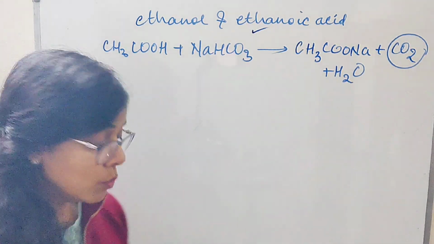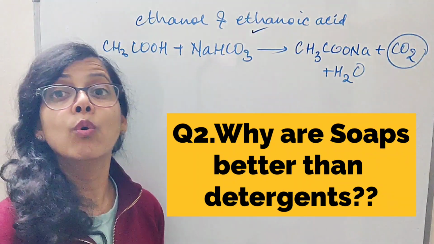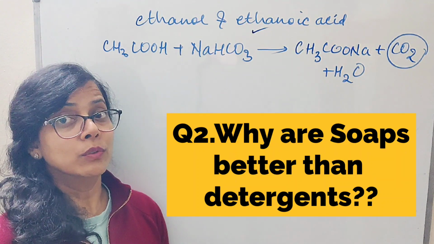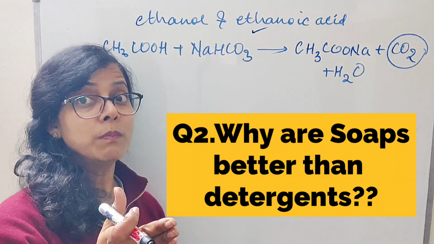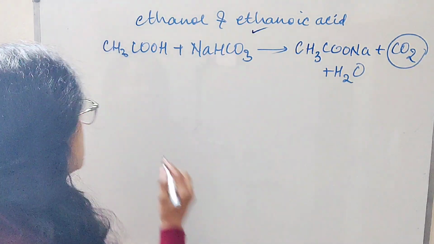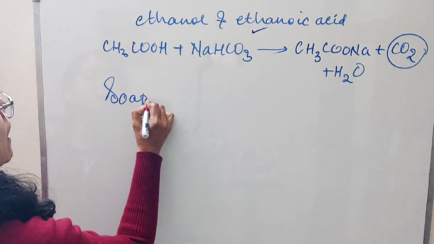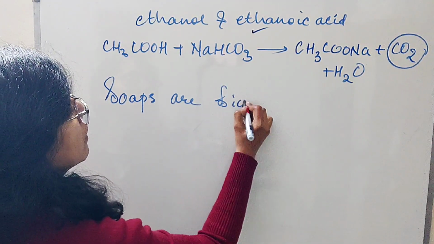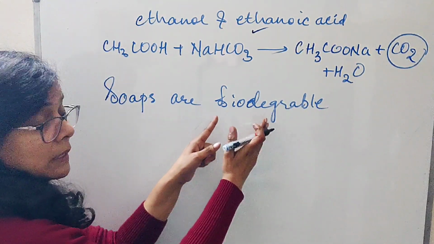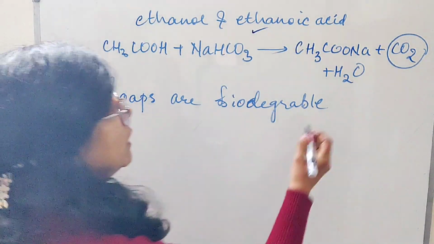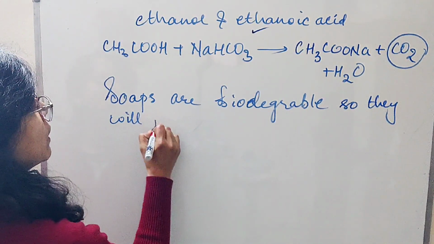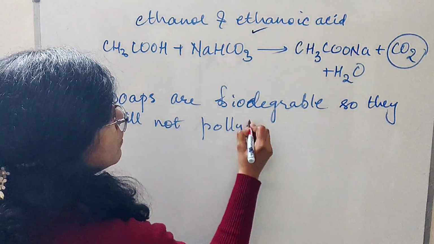Now what is question number 2? Question number 2 is: why are soaps better than detergents? So why are they better? What is the thing about soaps? All the soaps are biodegradable. So we'll write in the answer that soaps are biodegradable. If they are biodegradable, they will not pollute the water.